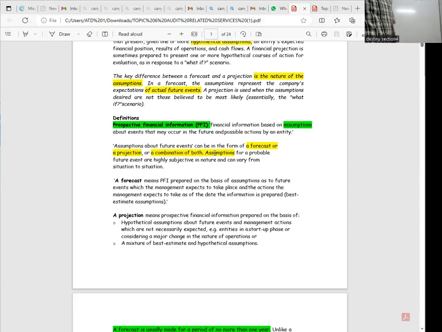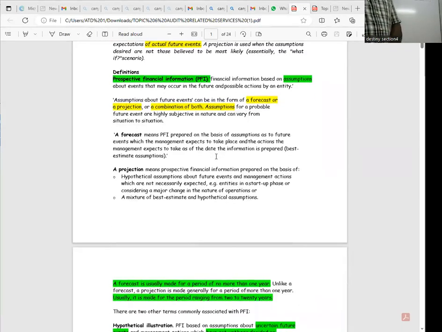Then you have a forecast, which means a PFI prepared on the basis of the assumptions as to the future events which the management expects to take place and the actions the management expects to take as of the date the information is prepared. So best estimate assumptions. The next one you have a projection, meaning prospective financial information prepared on the basis of hypothetical assumptions about future events and management actions which are not necessarily expected, e.g. entities in a startup or considering a major change in the nature of operations, or a mixture of best estimate and hypothetical assumptions.